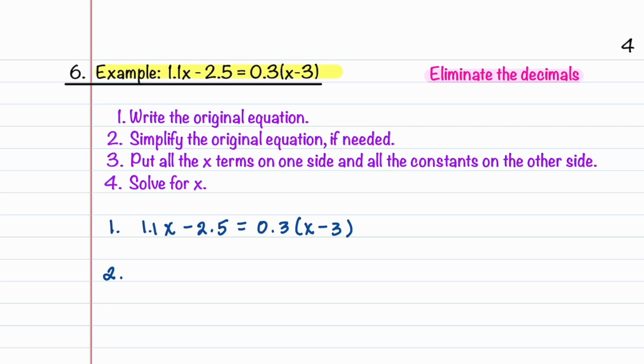Let me highlight that so I can show you what I mean. There's a number here and there's a number here. So there's just one number to the right of the decimal point. So that means we can eliminate the decimals if we multiply by 10.